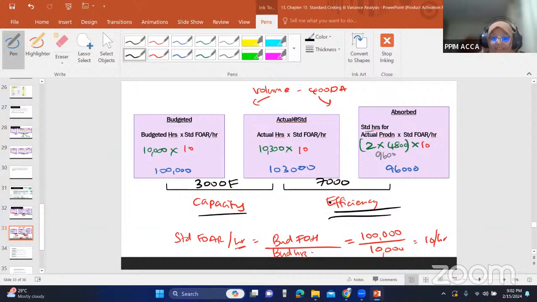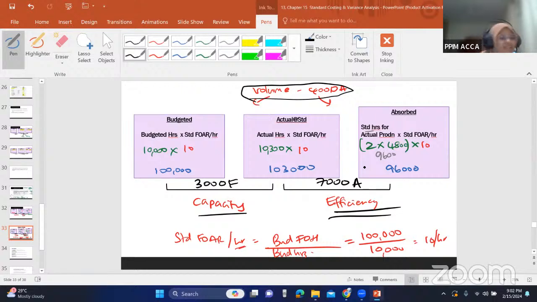In terms of capacity, taking longer is good because that means they're willing to work for longer. But in terms of efficiency, taking longer means they are being slower than what I asked them to. That's bad, so this will be adverse. When you put it together, 7,000 adverse minus 3,000 favorable, you get the volume variance of 4,000. So it's just a split of the 4,000.